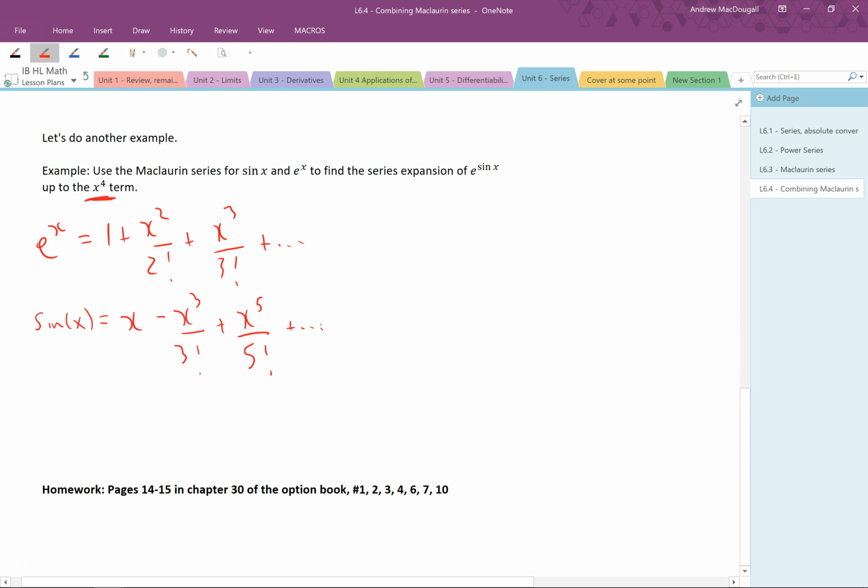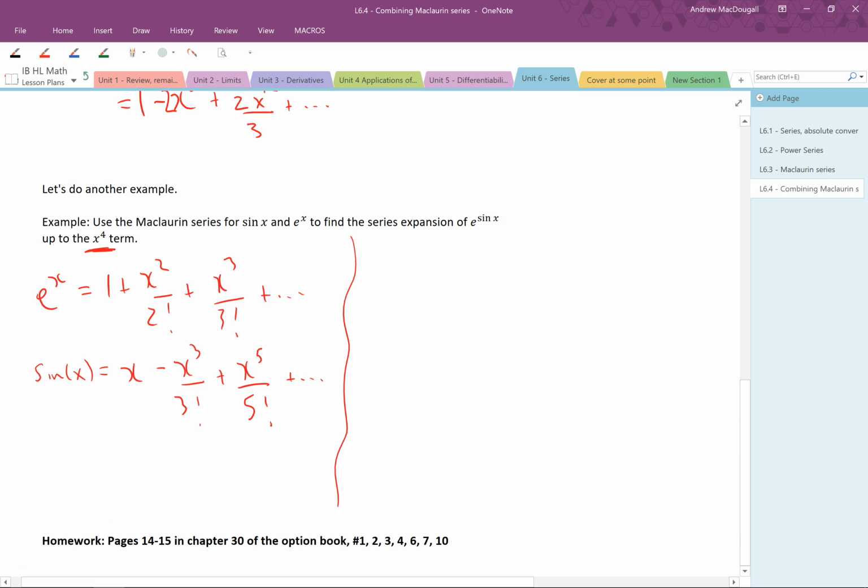Okay, and we need to combine these. And how are we going to do that? This one's actually a little tricky because we're using exponentiation, but let's see, e to the sine of x, that's e to the, and sine x is x minus x cubed over 3 factorial plus x to the 5. We know we're not going to have to go up to x to the 5, so let's just cut it off here, and we know that because we're only asked to go up to the x to the fourth term.